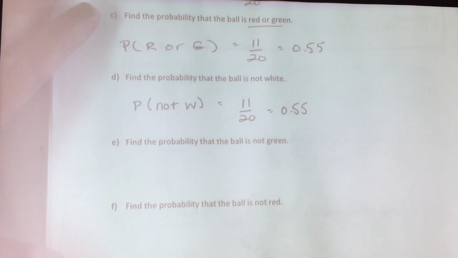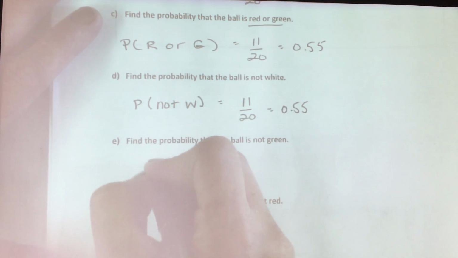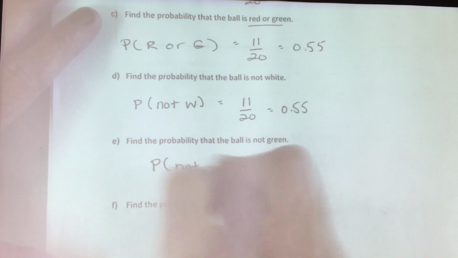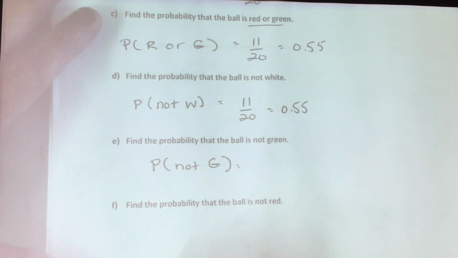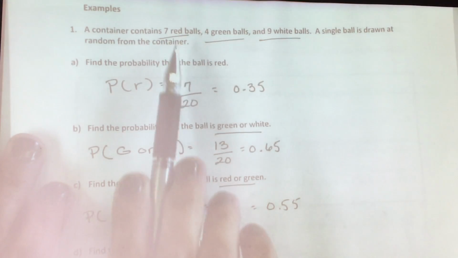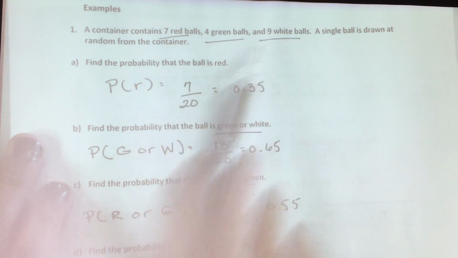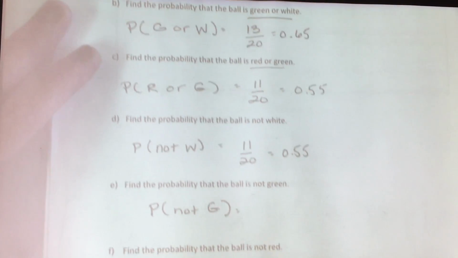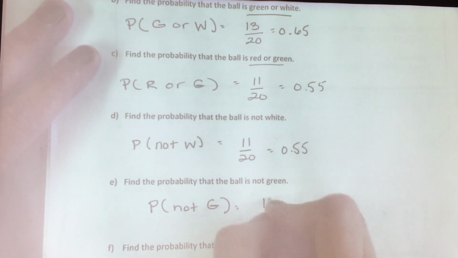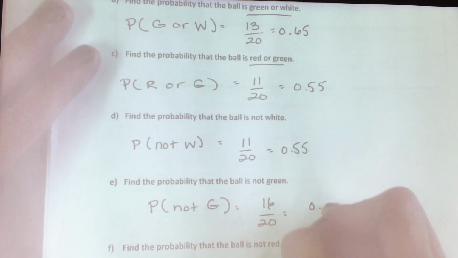And the letter E, find the probability the ball is not green. So the probability that the ball is not green. So not green, you have 7 and 9, which are 16. So 16 out of 20 are not green, which is 0.8.